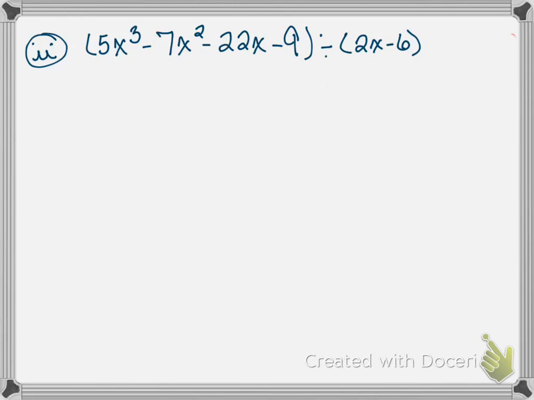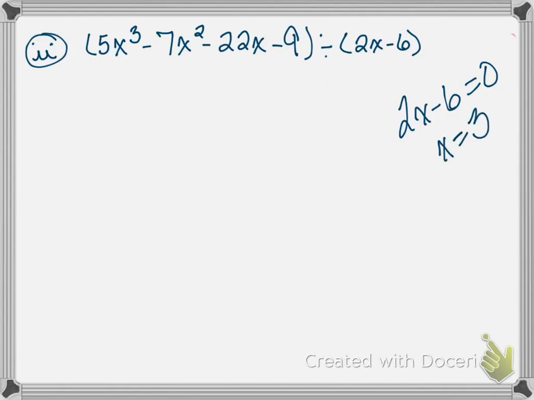Okay, so for this one, we have 5x to the third minus 7x squared minus 22x minus 9 divided by 2x minus 6. Now, the directions to this say divide the given polynomials using any appropriate method. Because of how this is set up, we are going to use long division on this one. Synthetic division is used to help us find zeros. So if I was finding the zeros of this polynomial, and I was told that 2x minus 6 is a factor of this polynomial, what I would do is set 2x minus 6 equal to 0, and I would essentially get x equals 3.